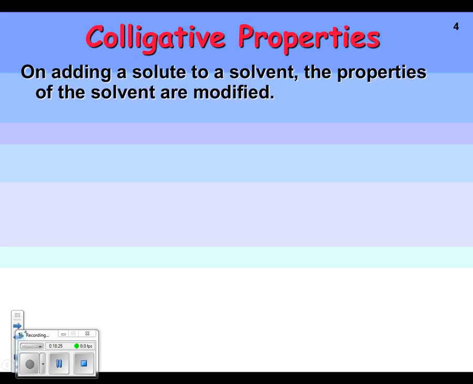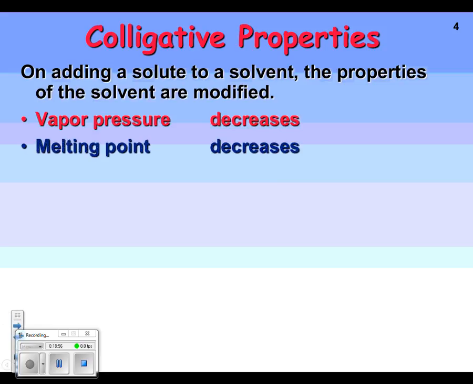Okay, so colligative properties. Colligative properties is adding a solute to a solvent. So we've already defined what those two are. And what happens to the properties of the solvent, they're modified. Things change. They act differently in the solution. Vapor pressure decreases. What's vapor pressure? Pressure of the gas above the water, okay? We'll go into that a little bit more.